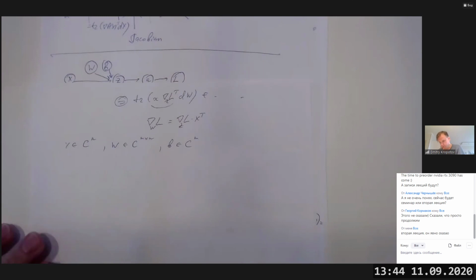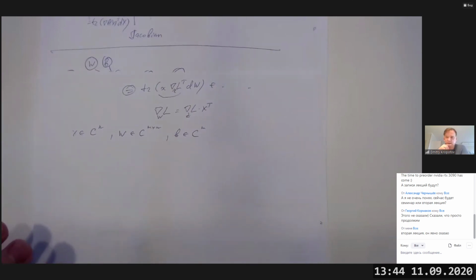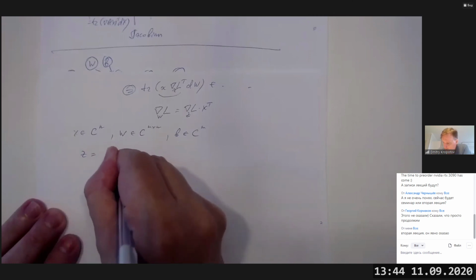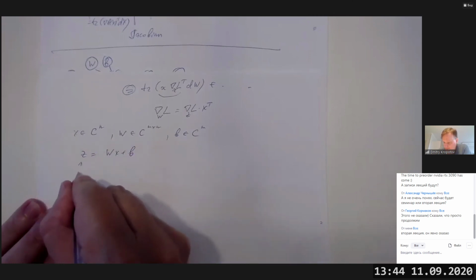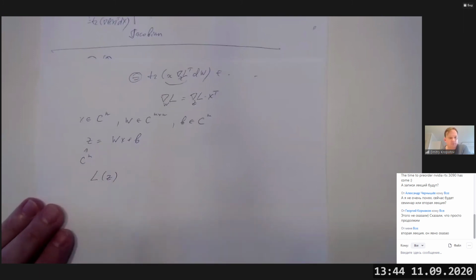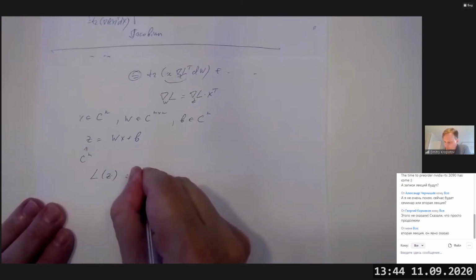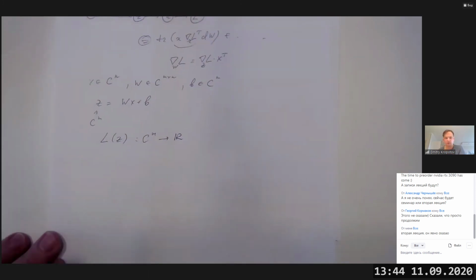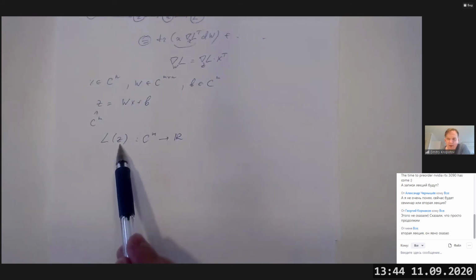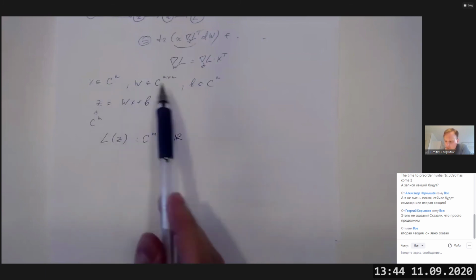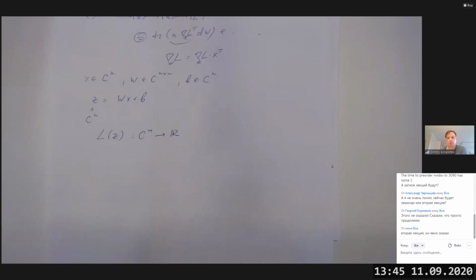So what would you do in this particular situation? So again, our z is Wx plus b. So z is a vector from C^m, and then you have some real valued loss function here, and you need to calculate the gradient. Knowing the gradient of L with respect to z, calculate the gradient of L with respect to W, b, and x. What to do?